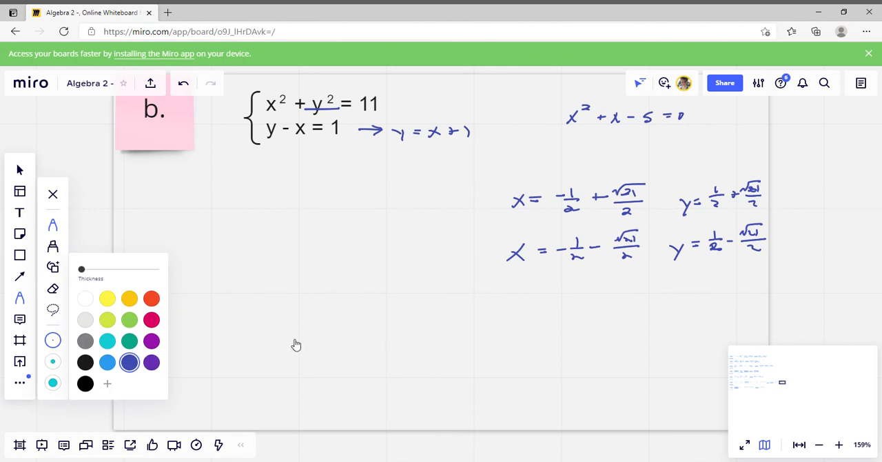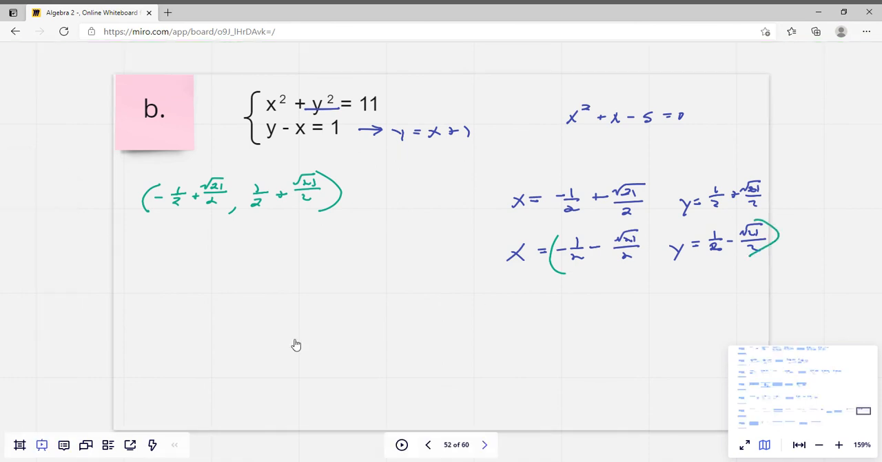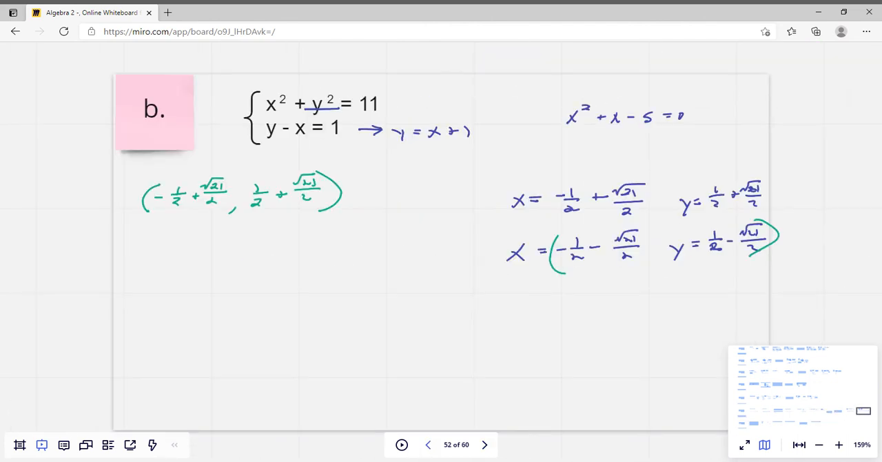I'm going to change colors for the answer. All right, so we've got a parentheses and it's negative 1/2 plus the square root of 21 over 2 is our first, that's our x value. Our y value is 1/2 plus the square root of 21 over 2. And the other one looks just like that. It's just these values right here, so with a minus sign in the middle. All right, so that is it for lesson 86.